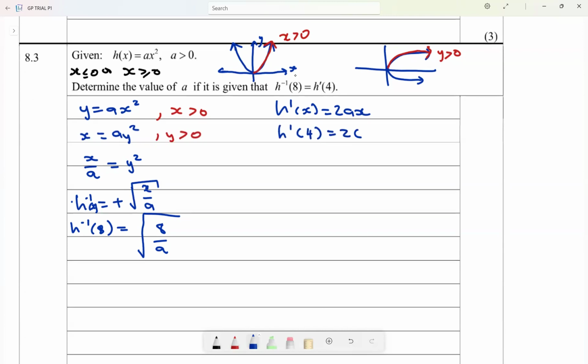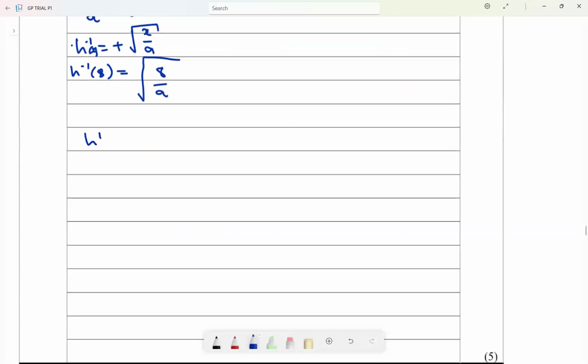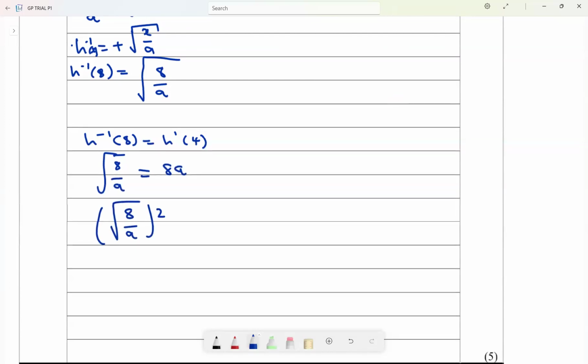going to be equal to 2a, and substitute 4, which is now 8a. And then I can come to the step where I say h inverse at x equal to 8 is equal to h prime, the derivative at x equal to 4. And this is going to just be the square root of 8 minus a. It is equal to, this gave me 8a, if I remember very well. And then what I need to do is square both sides, so as to remove the square root.